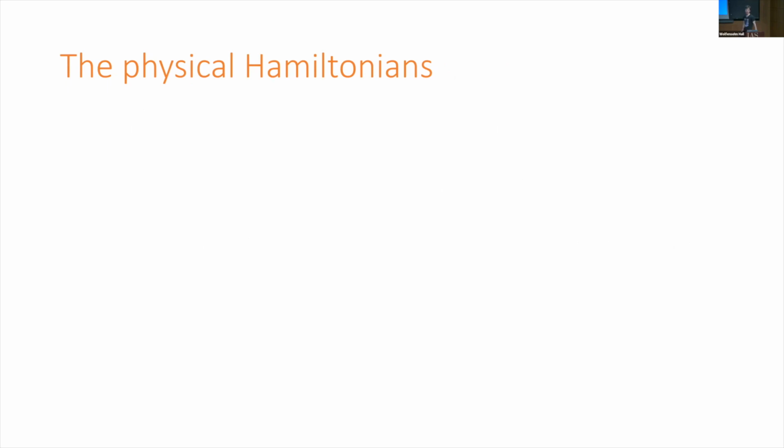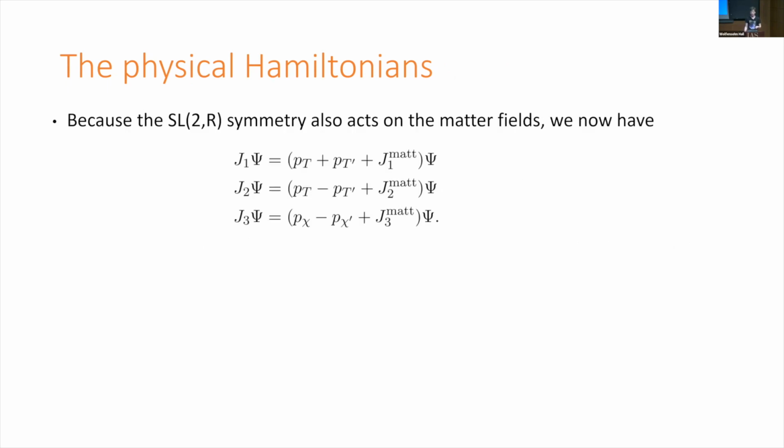But now let's think about what happens to the physical Hamiltonians. So we do the same thing as before. We're going to use the fact that these J1, J2, and J3 annihilate all physical states. But now they're defined differently. So now we have this extra term, that they also include the action of the matter charges.